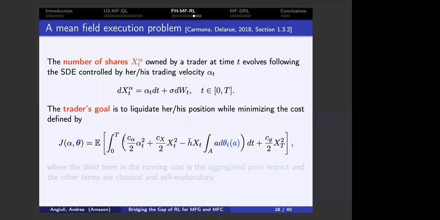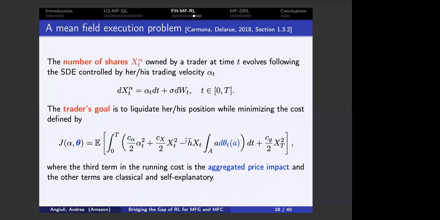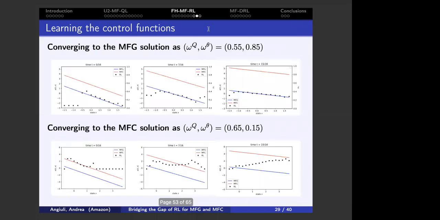In particular, we have in the running cost the cost for the choice of the drift, a penalization of the current inventory of the trader, and also a factor that is due to the aggregated price impact, which depends on the distribution of the actions of the crowd. And finally, there is a penalization for the inventory at final time, capital T. I just forgot to mention that this was introduced by Carmona and Lacker, I think in 2015, and is also discussed in the book from Carmona and Delarue in 2018.